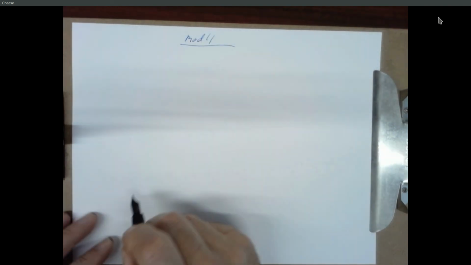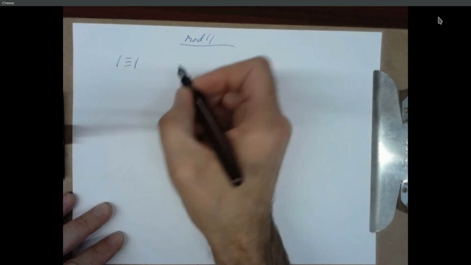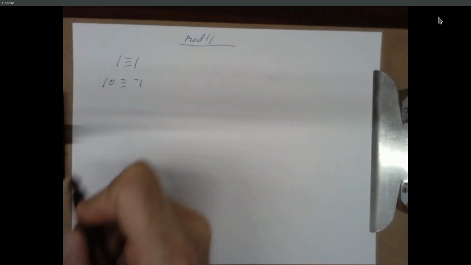All right, one more, modulo 11. So 1 is just congruent to 1. What is 10 congruent to modulo 11? It's really just 10, right? But it's also negative 1, because the difference of 10 and minus 1 is 11, and 11 is divisible by 11.